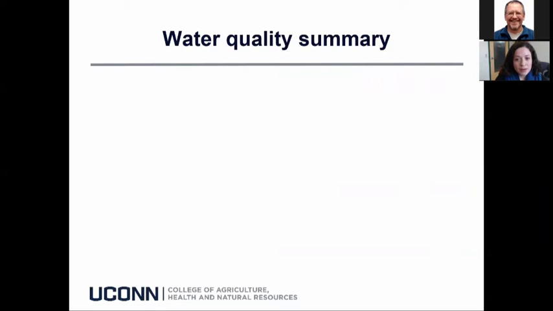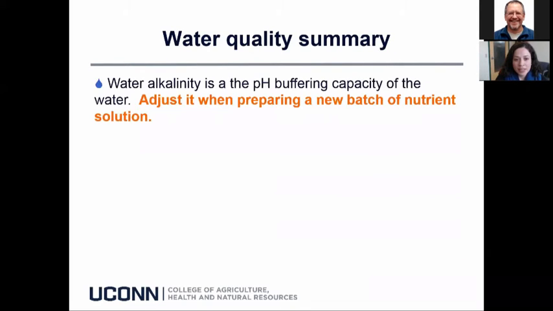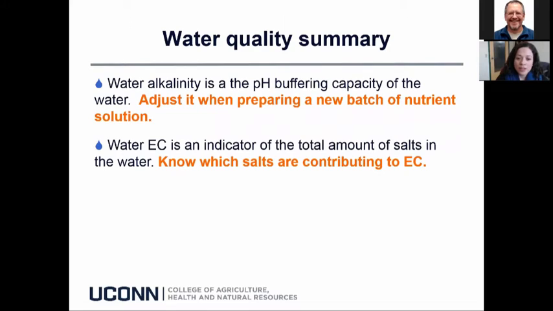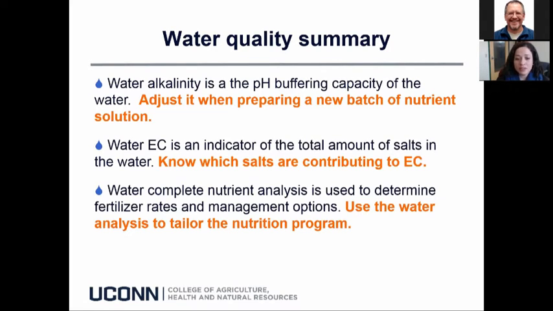So in summary, water quality is very important. The first thing you want to look at is the water alkalinity. And just a reminder, it's the pH buffering capacity of the water. You need to adjust it when you're preparing a new batch of the nutrient solution. The water electrical conductivity will tell us about the total amount of salts. You want to know which salts are contributing to electrical conductivity, especially if you have high electrical conductivity.